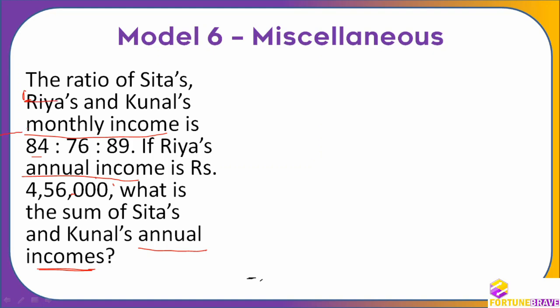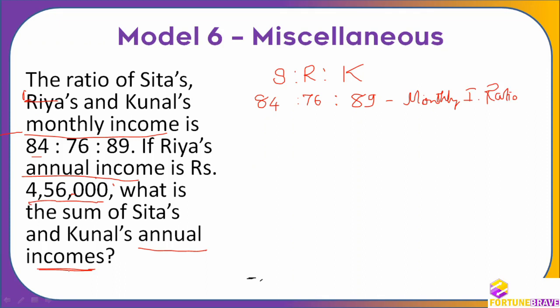How do I do it? Okay, Sita, Riya and Kunal. What they have given is, I'll write it once, 84 is to 76 is to 89. But this is the monthly income ratio, MI ratio. But the question here, the actual value given is in annual income and what they are asking is also in annual income. What I'm going to do, I'm going to change it to annual income ratio. How do I do it? Very simple, my dear friend.